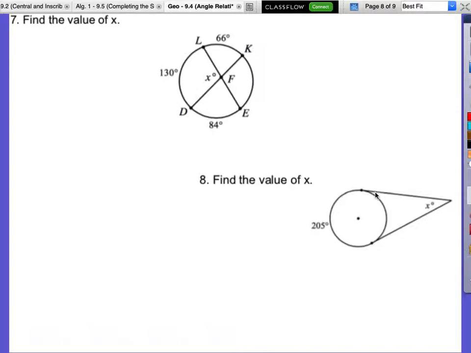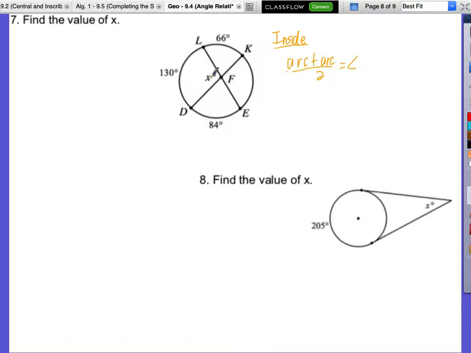Okay, where is the vertex here? Inside. Is it all in the center though? No. You don't subtract, you add them together. So we do arc plus what? Arc over 2 is equal to our angle.